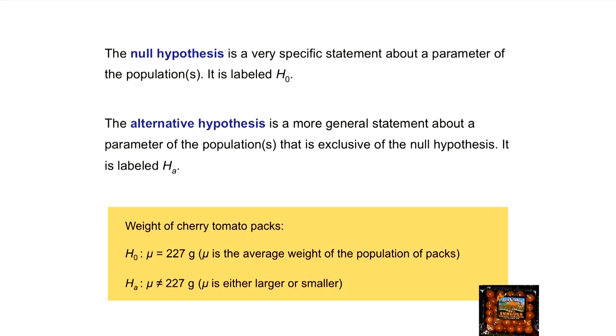The alternative hypothesis is stating what we think might be going on outside of the null hypothesis, and it's oftentimes labeled H sub A. We could do this in one of two ways. We could say that our alternative hypothesis is that there is less than 227 grams in the cherry tomato packages that are coming off the line, or we could say simply that the packages that are coming off the line are not where they're supposed to be, that the population mean is not equal to 227 grams.